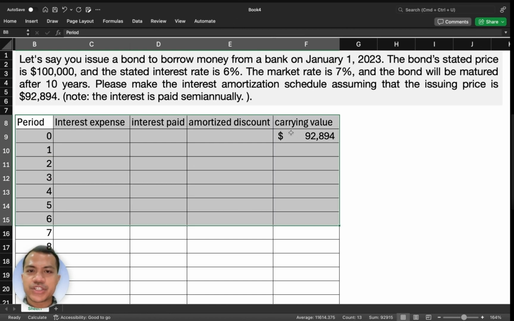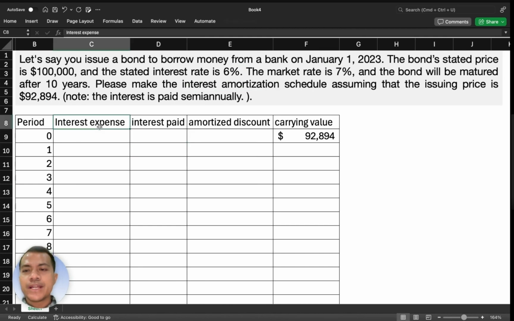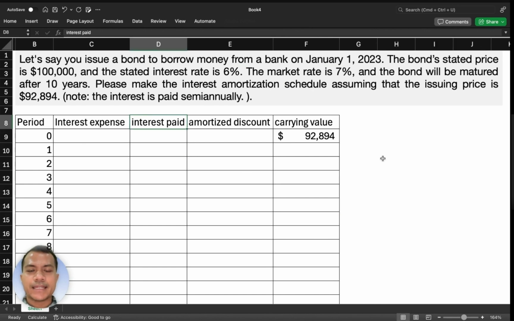All right. So this is the interest amortization schedule. Why do you have to make this amortization schedule? Because the interest expense that you have to record and the interest paid that you have to pay to your bank will be different amounts. So you have to make this table. At period zero, on January 1st, 2023, there is no interest expense yet. You don't need to record anything in these three columns. But at that time, the carrying value of the bond is 92,894. It equals the issuing price of the bond.